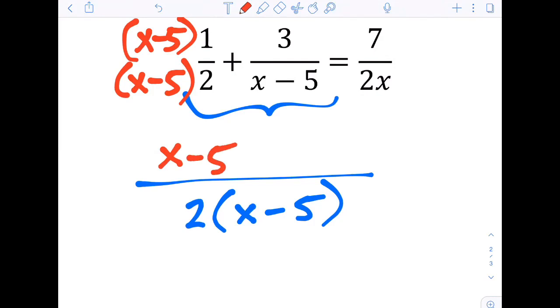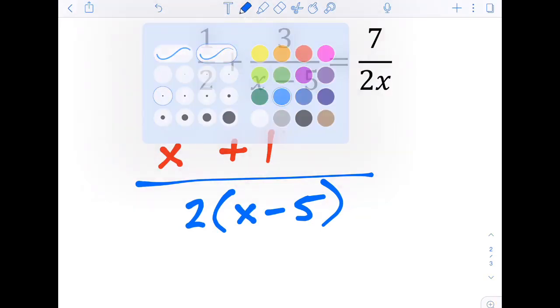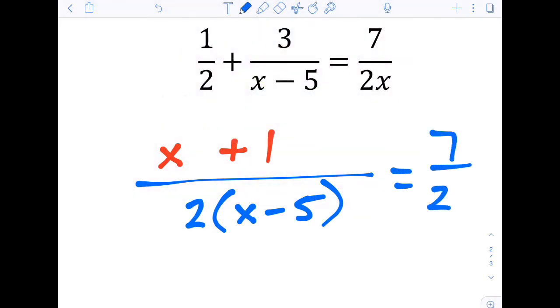Same goes for the middle fraction. It needs a factor of 2, so I'm going to multiply the bottom and top by 2. So 3 times 2 is 6, and we have plus 6. That's what our fraction will end up looking like. So on top I have x minus 5 plus 6. I can add minus 5 and plus 6 together to get positive 1. Over on the right side, what we have is 7 over 2x.